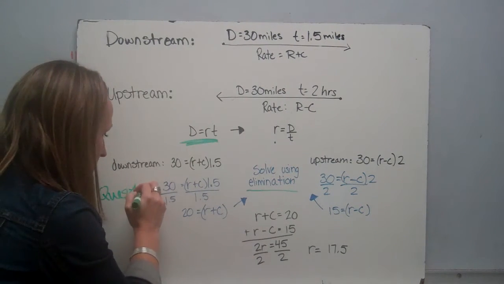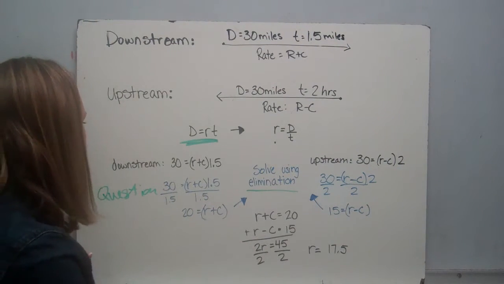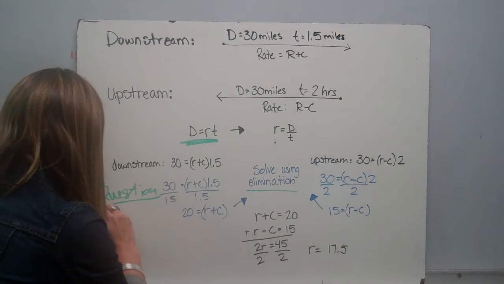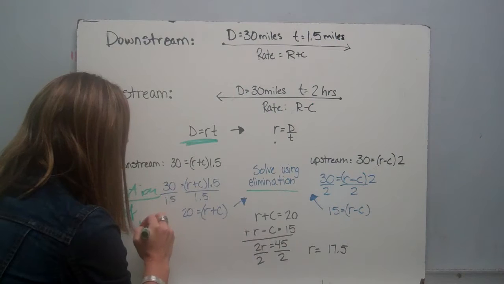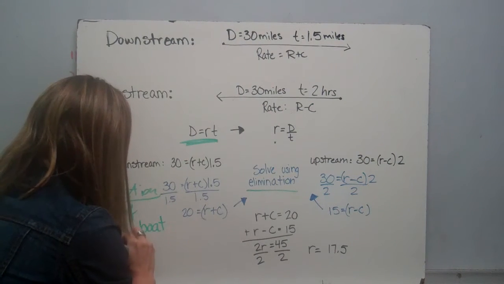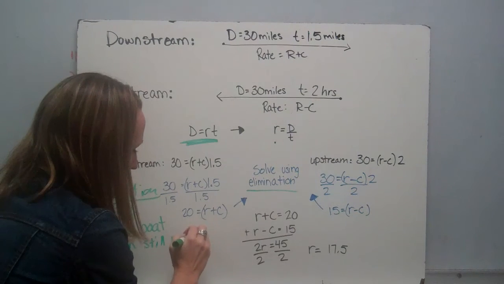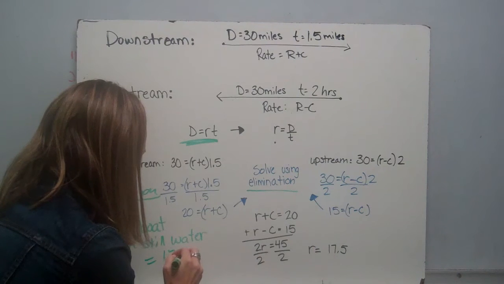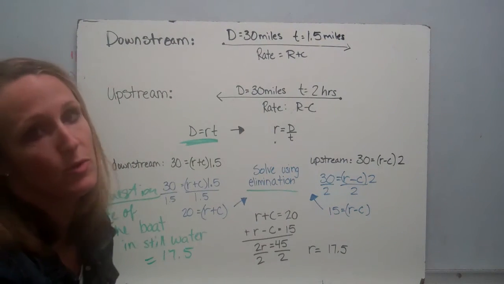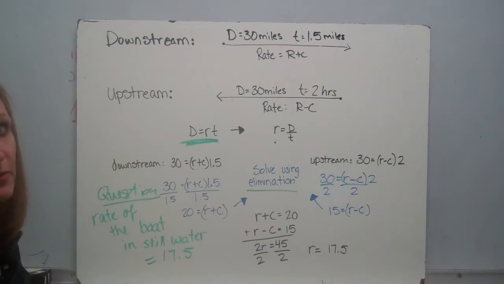Our question was the rate of the boat in still water. What is the rate of the boat in still water? And the answer is 17.5. So these are two applications of systems of equations, but don't worry, there's many more.